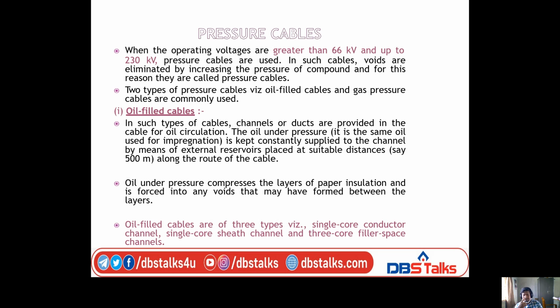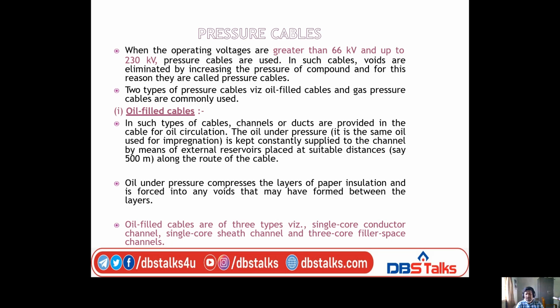Pressure cables. When the operating voltages are greater than 60 kV, it may be 132 kV or 220 kV, pressure cables are used. In such cables, the voids are completely eliminated by increasing the pressure of the compound. For this reason, they are called pressure cables. To reduce the voids in the insulation, we must increase the pressure such that voids vanish. So that's why these cables are used, and they may be used at greater than 60 kV, that is 132 kV or 220 kV.